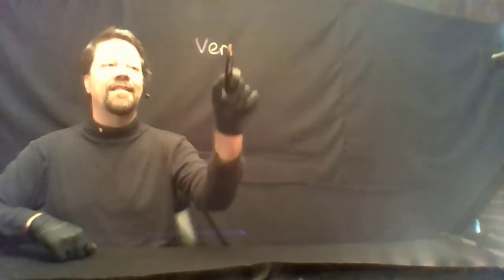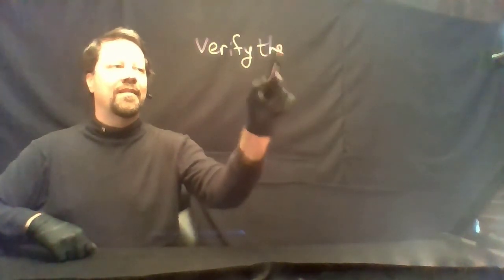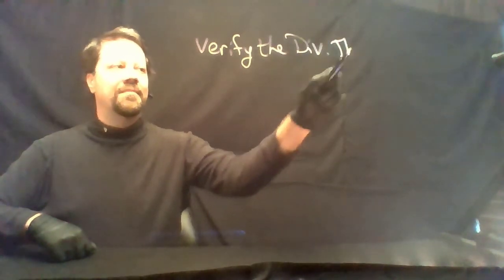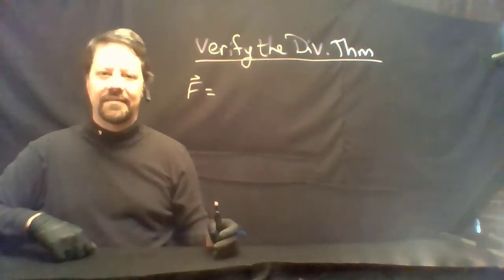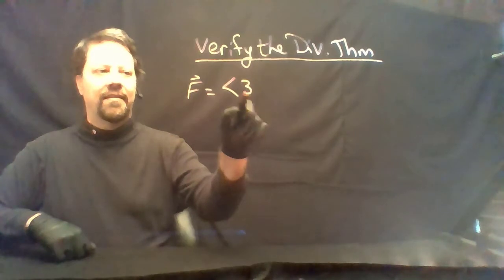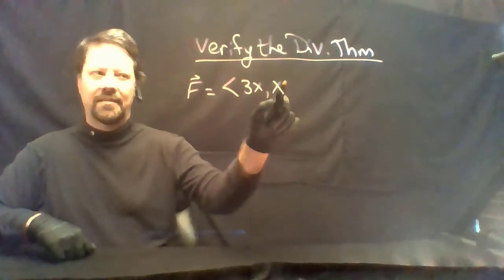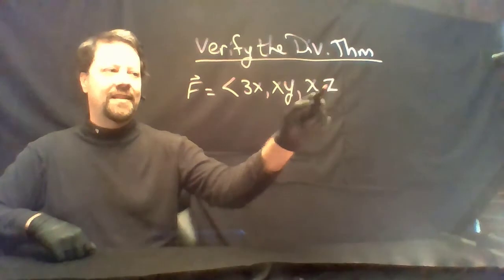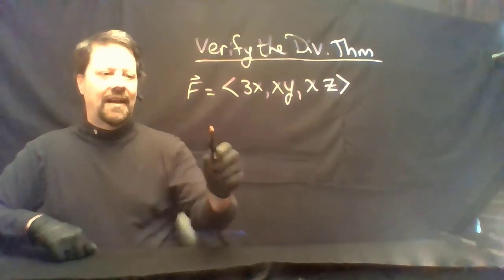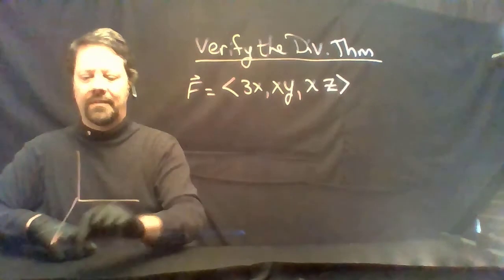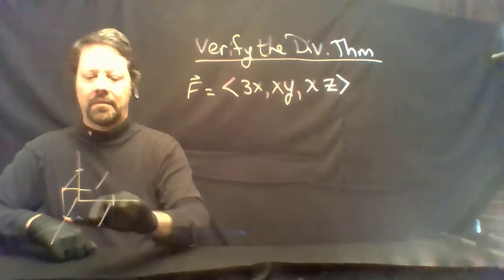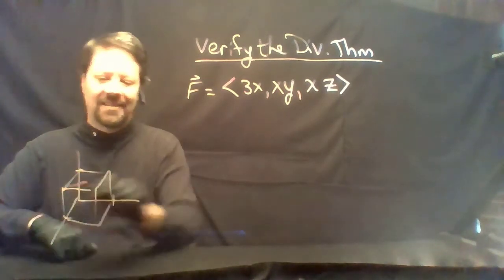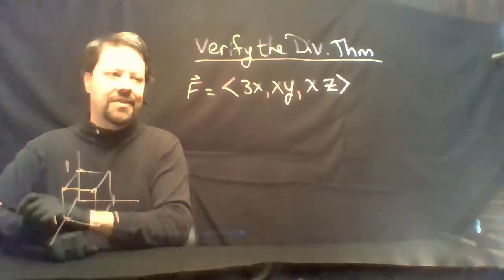I believe we're ready to move on to problems where we verify the divergence theorem. Let's say our vector field is 3x, xy, xz. And let's work on the unit cube, one unit on each side.